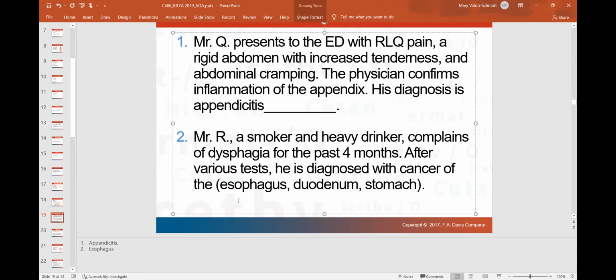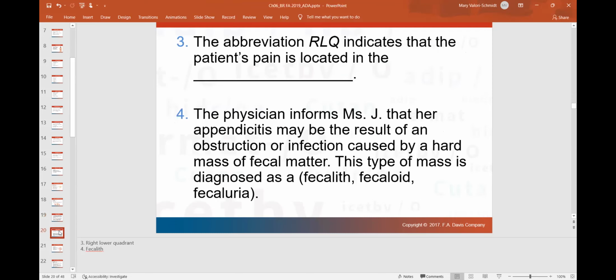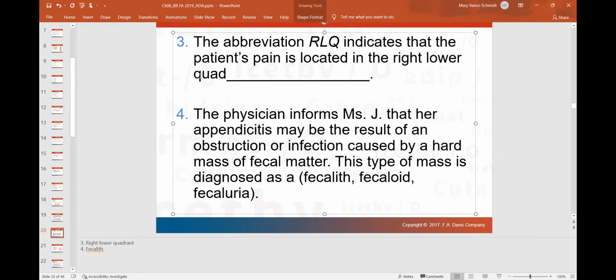Mr. R, a smoker and heavy drinker, complains of dysphagia for the past 4 months. After various tests, he is diagnosed with cancer of the, and we're talking about the esophagus, duodenum, and stomach. And it's usually the esophagus. The abbreviation RLQ indicates the patient's pain is located where? In the right lower quad. The physician informs Ms. J that her appendicitis may be the result of an obstruction or infection caused by a hard mass of fecal matter, meaning stool. This type of mass is diagnosed as fecalith.